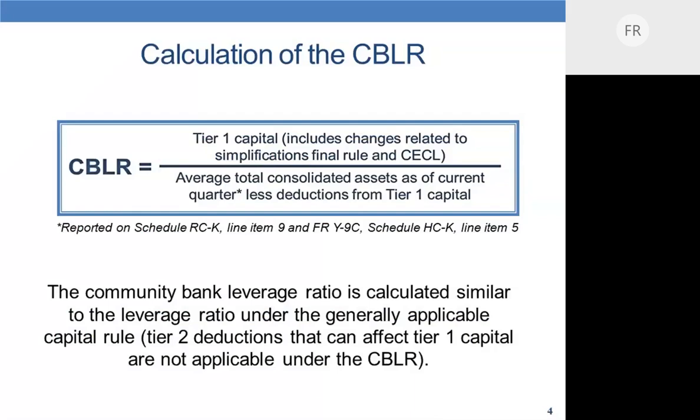The reason for the caveat generally calculated is because under the generally applicable capital rule, if an institution is required to make a deduction from Tier 2 capital and the bank does not have sufficient Tier 2 capital to absorb that deduction, the excess amount is deducted from Tier 1 capital. Under the CBLR, an institution does not calculate Tier 2 capital and does not identify any Tier 2 deductions.